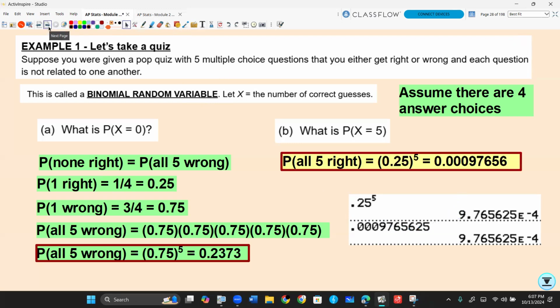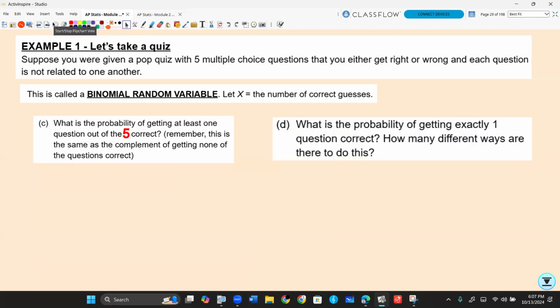So the probability of getting them all right is very, very small, which you could imagine if you had guessed them all and got them all right, you'd be pretty lucky. Part C, what's the probability of getting at least 1 correct out of the 5? Now, we've done this before. This is the complement rule of getting none of the questions correct.